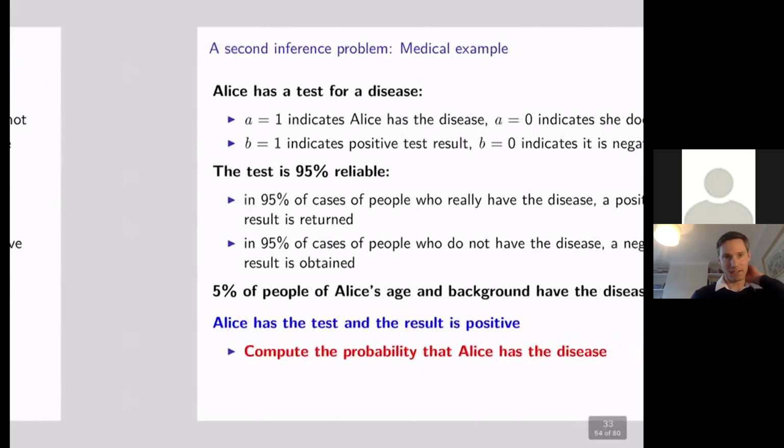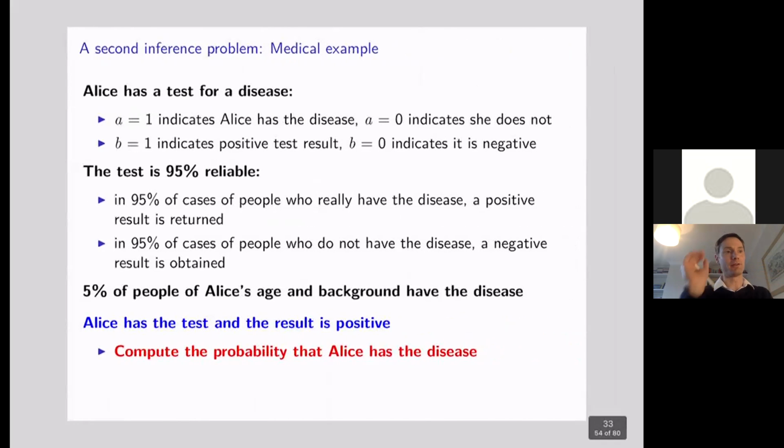And of course, the question here, which has dominated much of Twitter for COVID, is what happens if Alice takes a test and the result is positive? What is the probability that Alice really has the disease in this case? So far this is not about decision making. We're going to come on to the decision making in just a second. This is purely a question about inference at the minute.